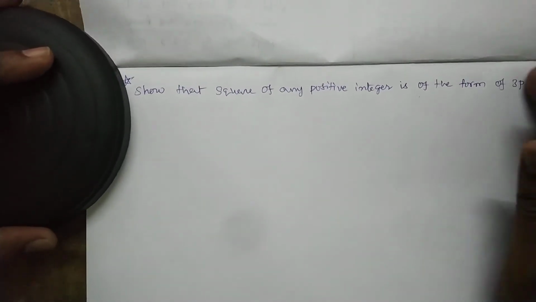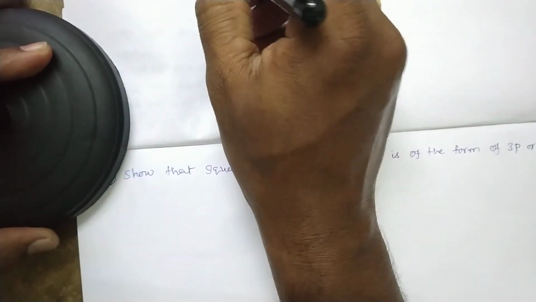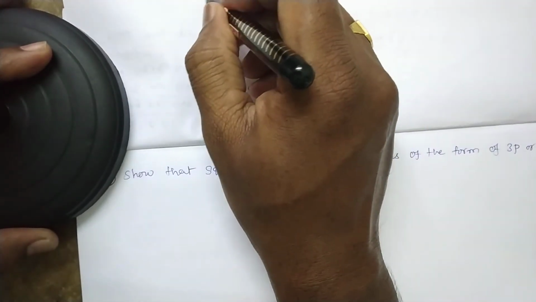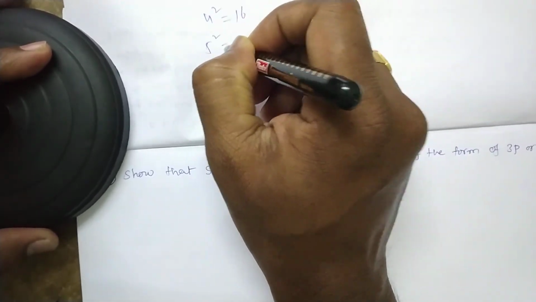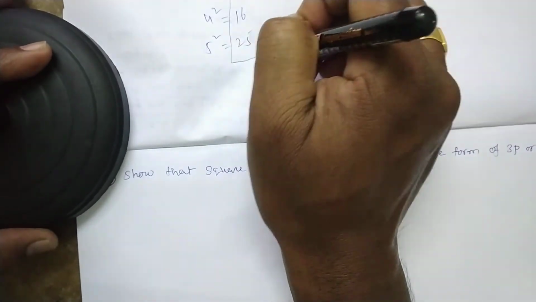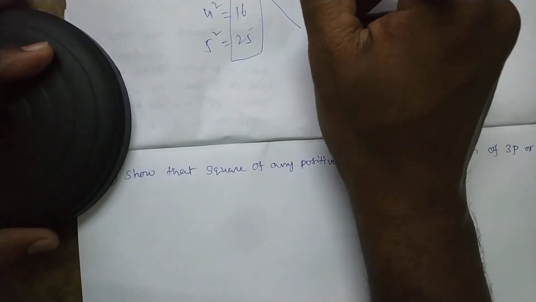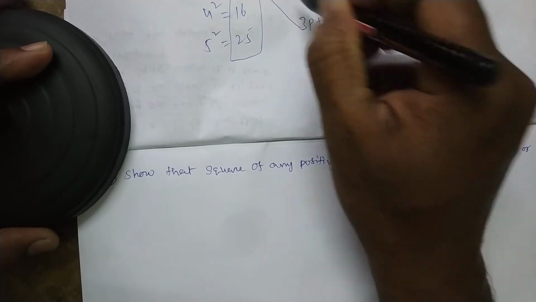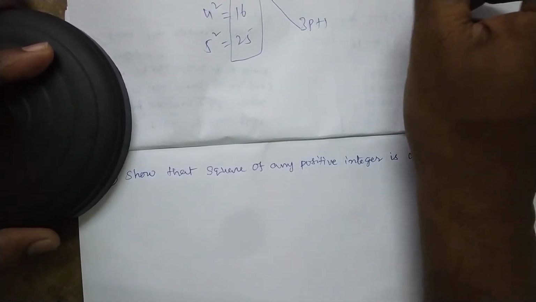So now let us see the background here. So what you mean to say is 2 square is 4, square of any positive integer. 3 square equal to 9. 4 square equal to 16. 5 square equal to 25. So these numbers you can write in any one of these two formats. What is that? Either 3p or 3p plus 1. Now let us take 4. 4 can be written as 3 into 1, 3 1s are 3, plus 1.